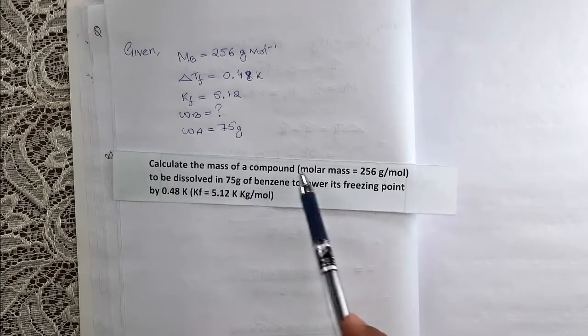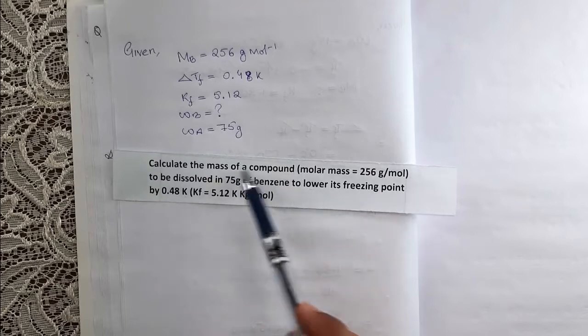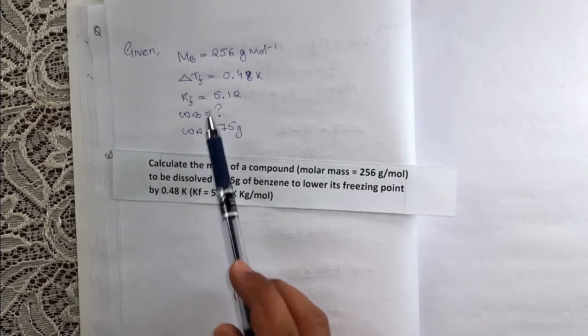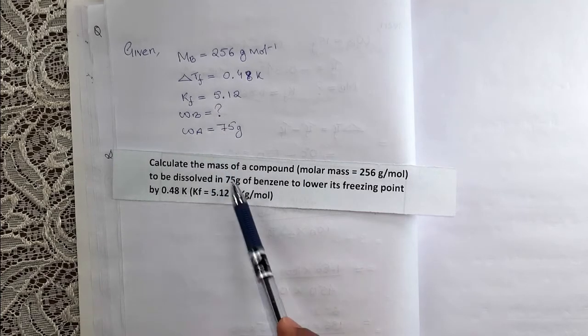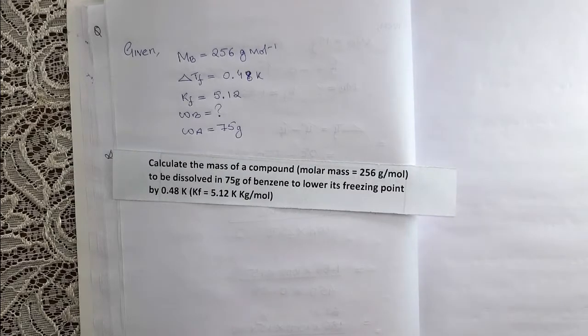After WB, they have given MB. So this is also B, this is also B. Always remember they have given them together. So you're going to calculate WB, so I have put a question mark out here. WA is 75 gram. So now we shall write down the formulas.